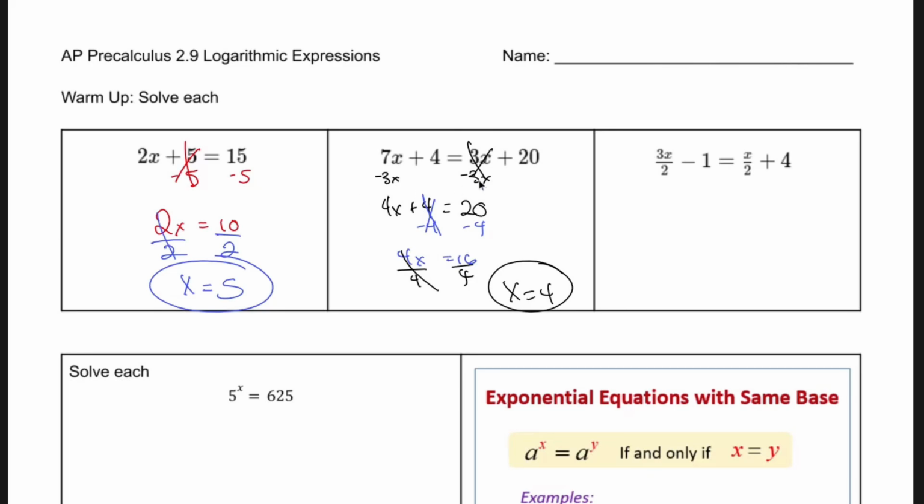Same exact idea on this one, but we just have fractions. No big deal. Let's subtract x over 2, which is like a half an x. And if you have 3 halves minus a half an x, that gives you a whole x, doesn't it?